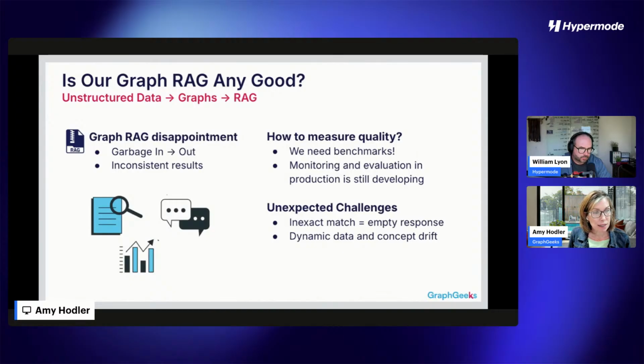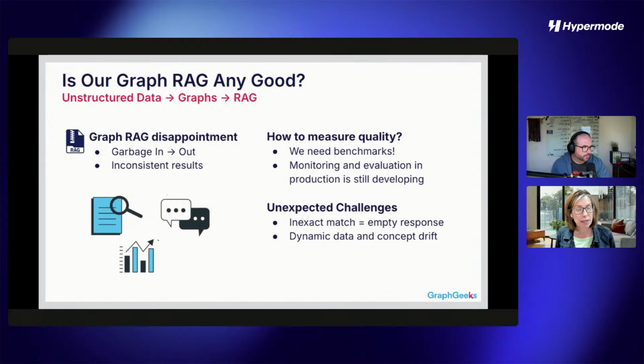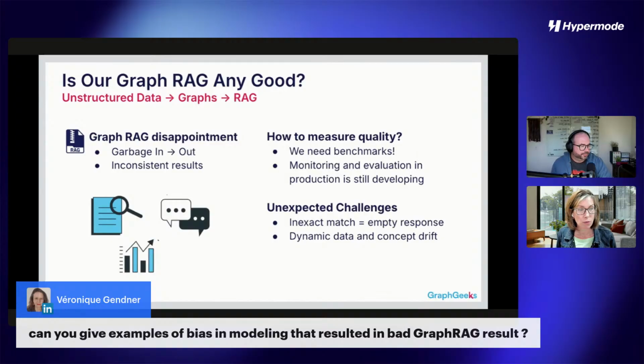And I see that Veronique, hello, Veronique, has a question about bias and modeling as well that results in bad GraphRAG results. So I'm going to answer this for graph modeling, or schema modeling. Anytime you're making choices on what you index, how you model in a graph, you're making a choice on what is or isn't important.